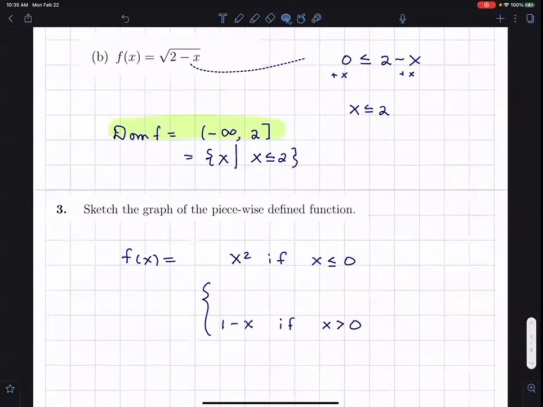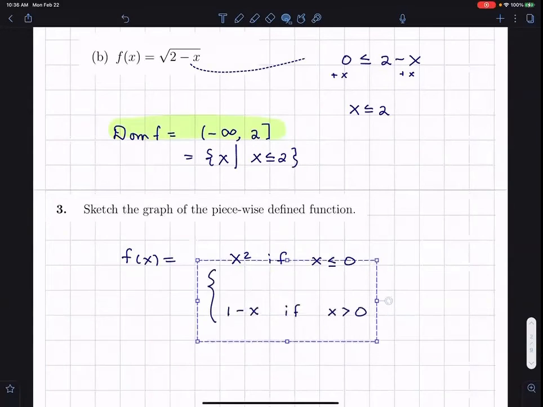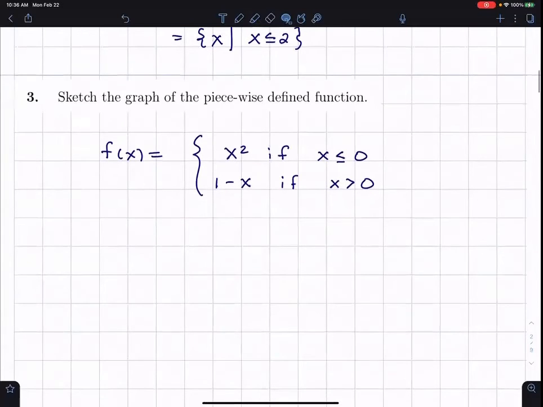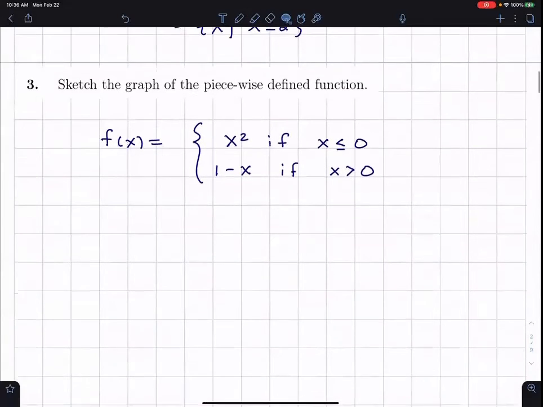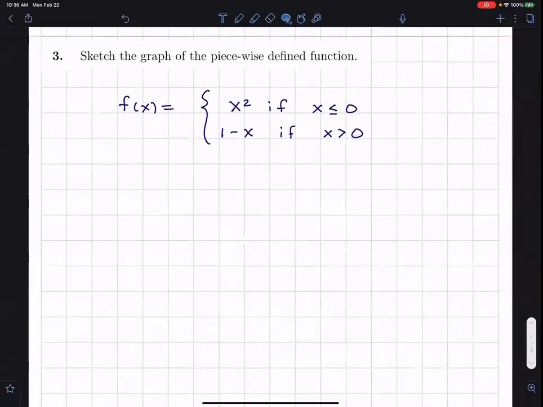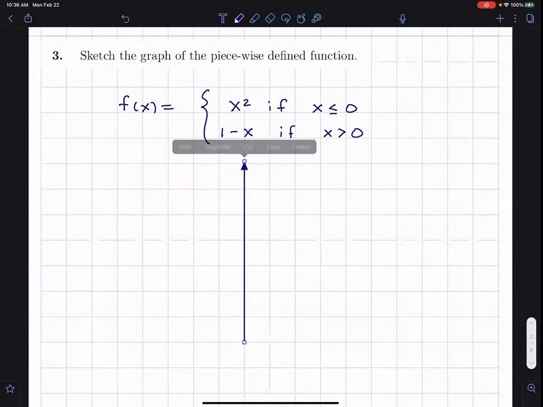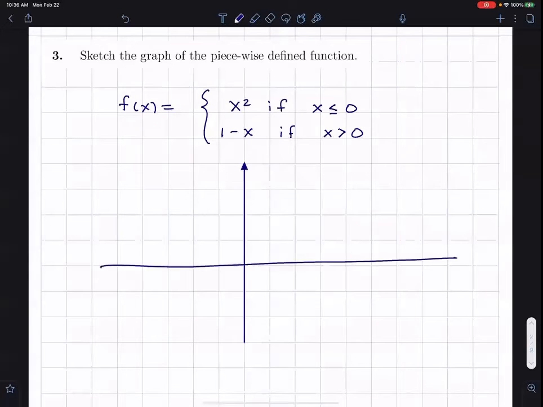And this is a typo, but I think you sort of get the idea. It's supposed to look like this. So f of x is x squared if x is less than or equal to 0, and 1 minus x if x is greater than 0. We're going to sketch the graph. Of course, there are a lot of other examples in the homework that you all did, and so you can go over that to get more.